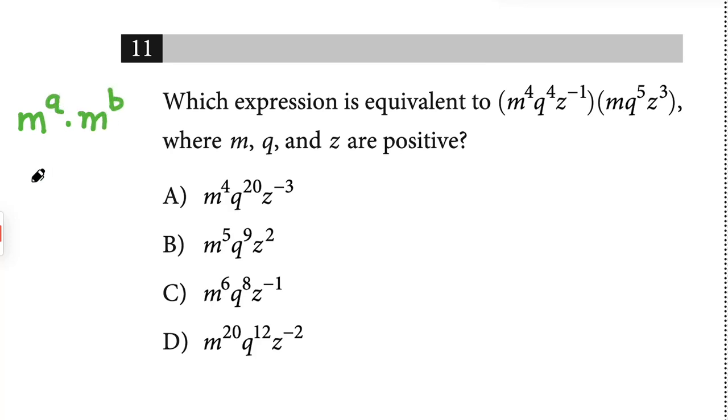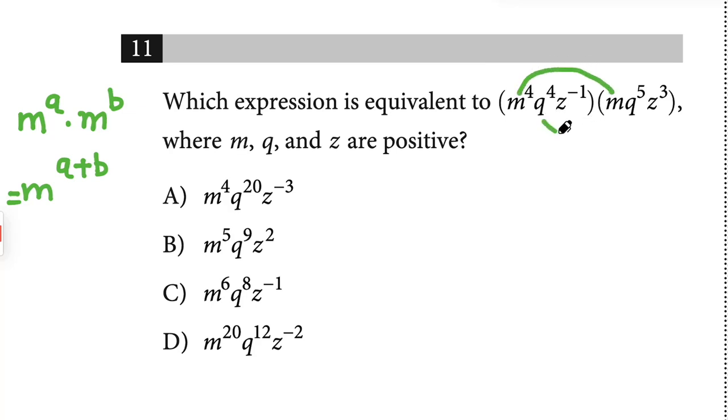times m to the power b, I can call it m to the power a plus b. They are equal. That is the property of exponents. So by using these two properties, let's use the commutative property first.